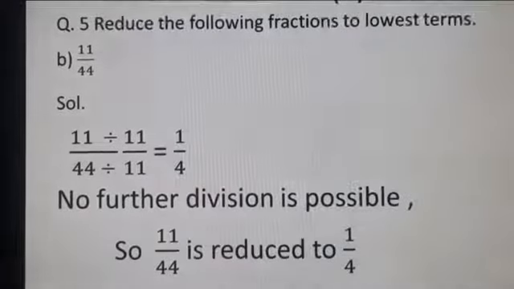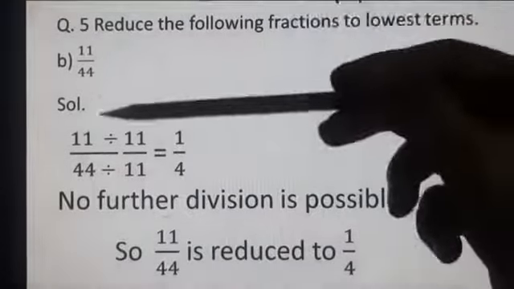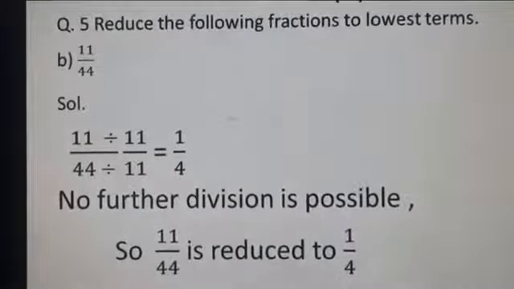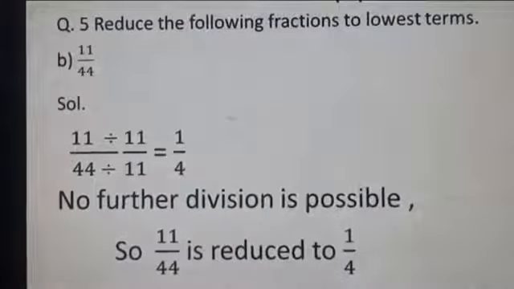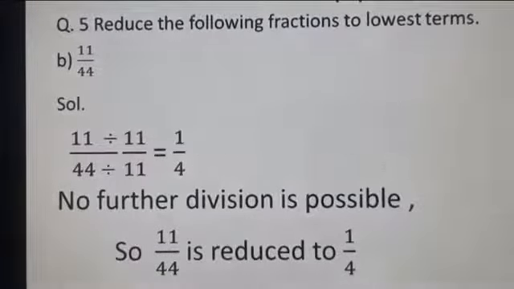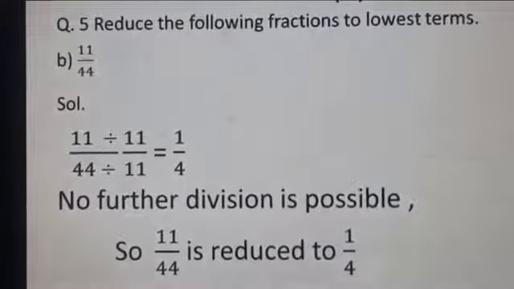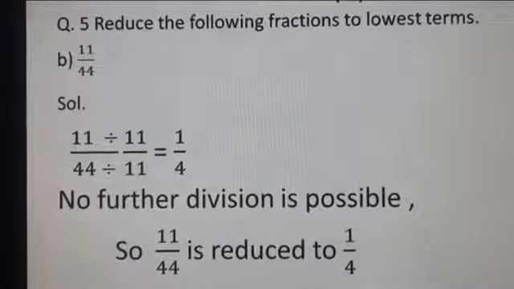Now fifth question B part. 11 upon 44. We have to reduce this into lowest term. Now 11 upon 44. We know that the numerator and denominator both are divisible by 11. So 11 divided by 11 and 44 divided by 11. 11 divided by 11 will give you the quotient 1. 44 divided by 11 gives you the quotient 4. 1 upon 4, no further division is possible. So 11 upon 44 is reduced to 1 upon 4.